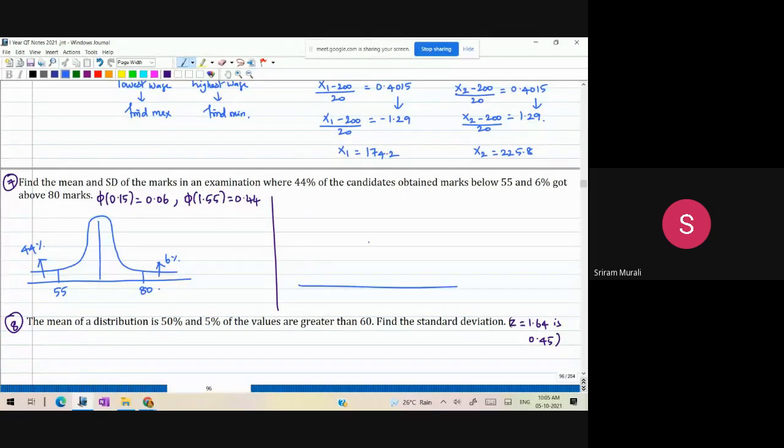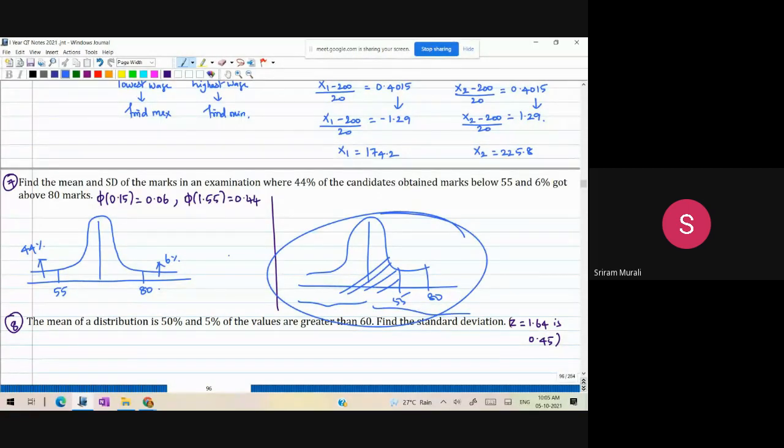Don't take it like this. Here 55 and 18, you cannot take. Because below means I always go to left, above means I always go to right. You can take here also, but for a normal distribution, total area should be equal to 1. Otherwise this will not come if I take like this. Total area will not be equal to 1 if I take like this.